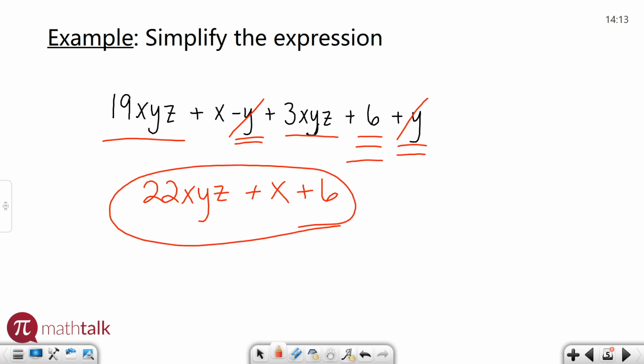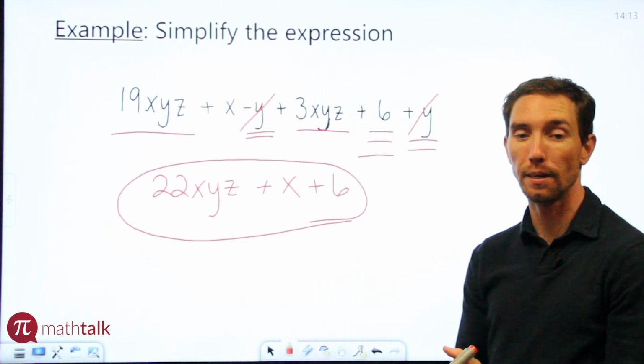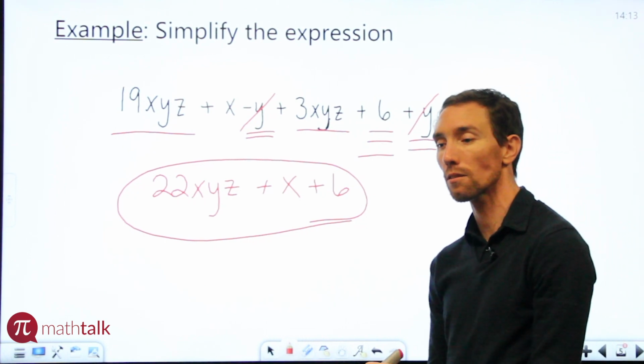So hopefully when you try this out, this is what you got. If not, take a moment, review the video, and see if you can figure out what you can do to get the right answer. Thanks for watching. I hope this helps when you get to adding and subtracting polynomials.